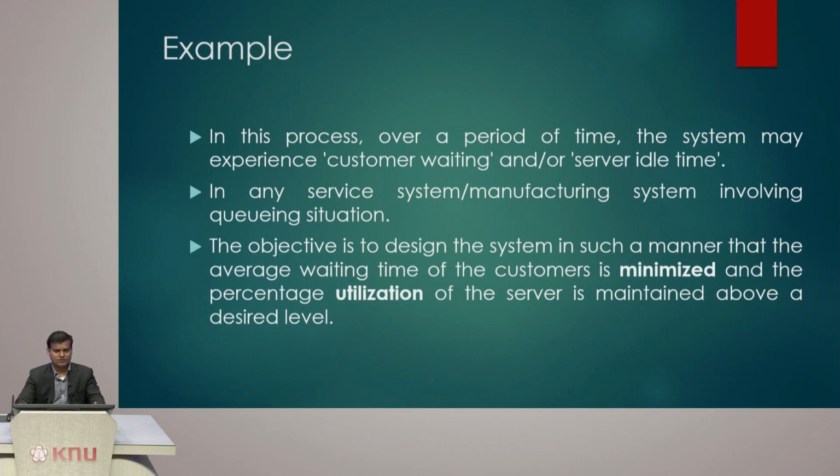So in any service or manufacturing system which involves this queuing model, the main objective is to design the system in such a manner that the average waiting time of the customer is minimized and the percentage utilization of the server is maintained above a desired value. So this is the main goal of the whole queuing model.